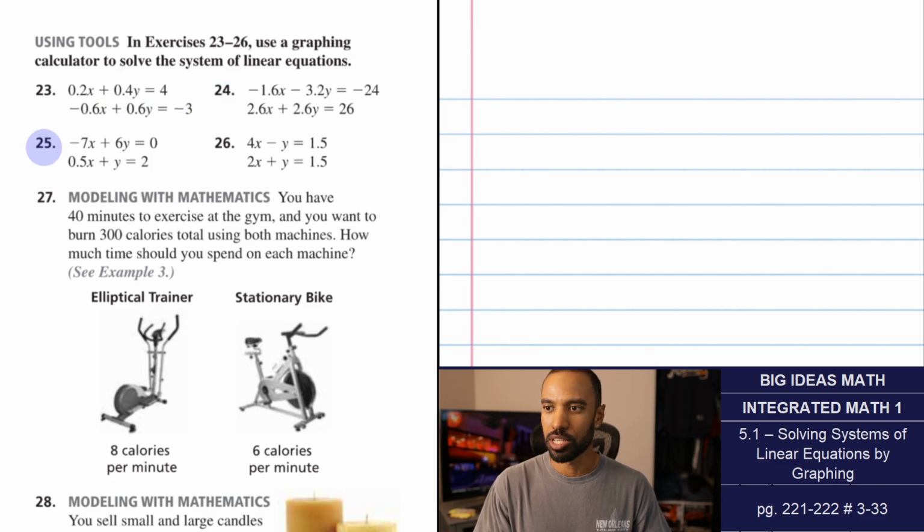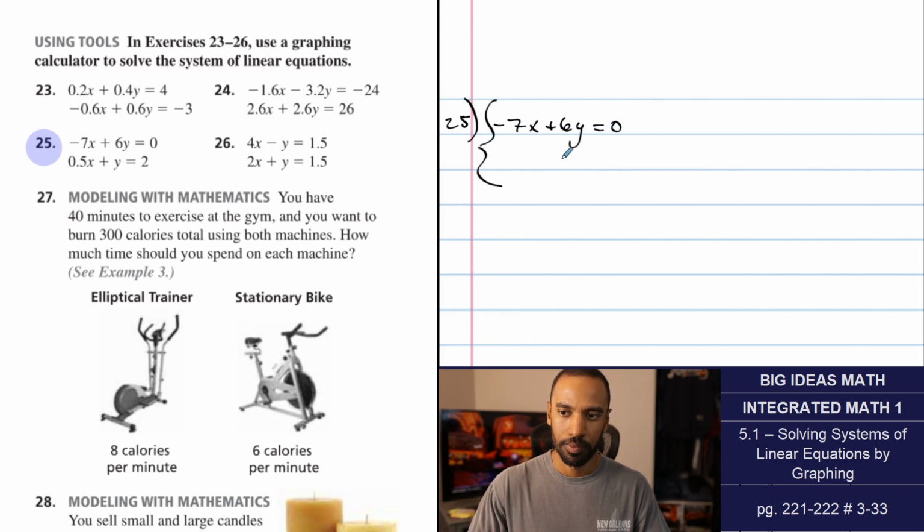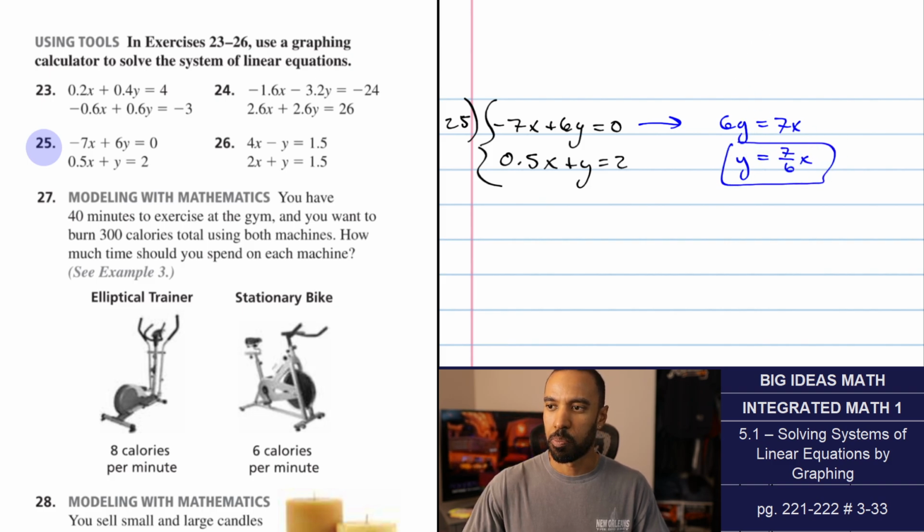Negative 7x plus 6y equals 0. At least it's not a decimal. The bottom one has one, but that's okay. So we have negative 7x plus 6y equals 0. And alongside that, 0.5x plus y equals 2. Okay, with this equation, I add 7x to both sides and then divide both sides by 6. I get 7/6x. On this bottom equation, I just subtract 0.5x from both sides and I get y equals negative 0.5x plus 2.